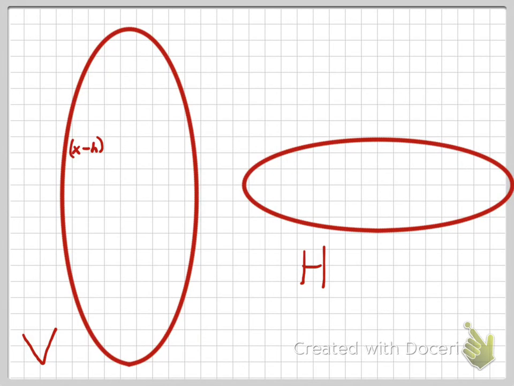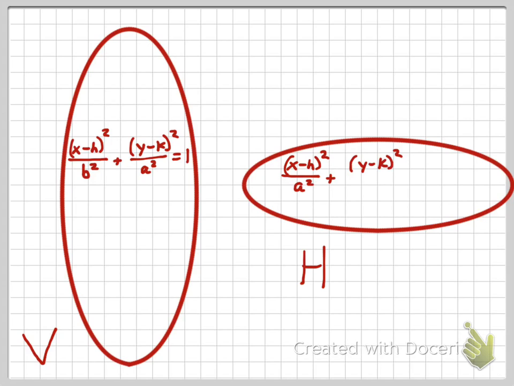A vertical ellipse, the equation looks like this: (x minus h) squared over b squared plus (y minus k) squared over a squared equals 1. Horizontal looks very similar. The only difference is you'll notice the a squared and the b squared are flipped.